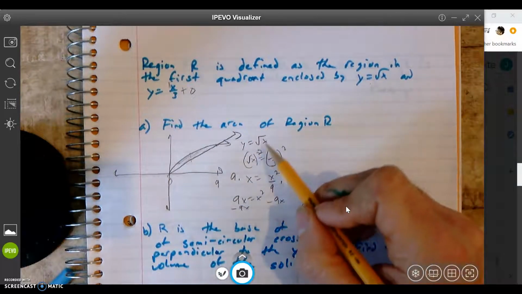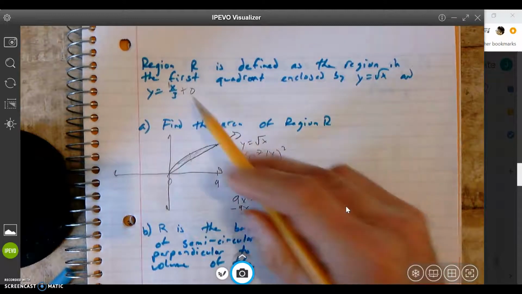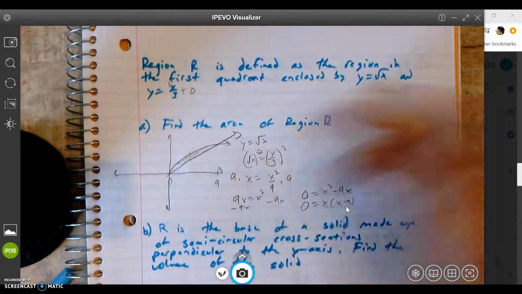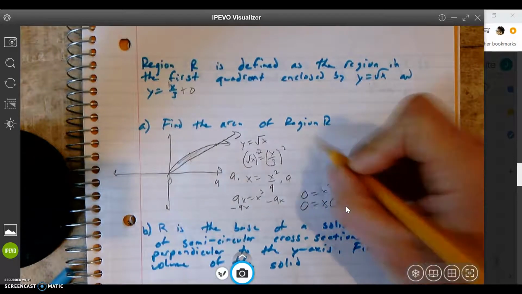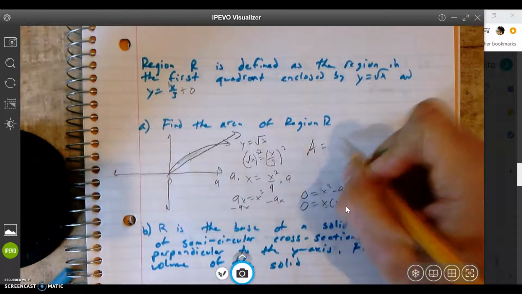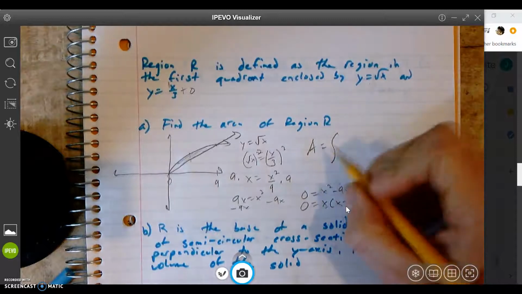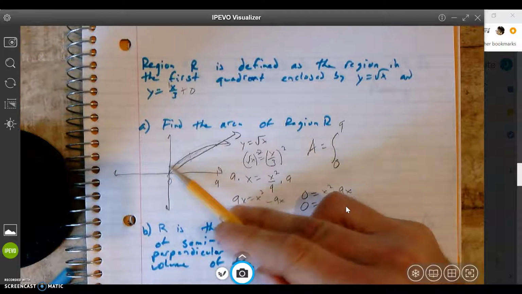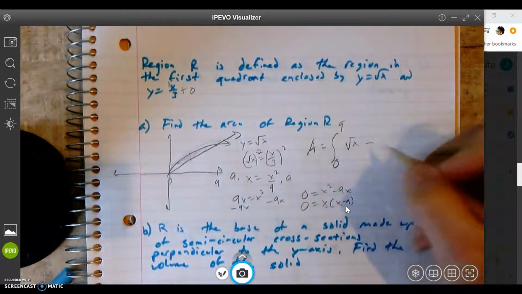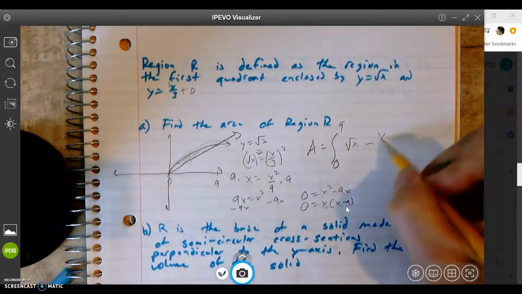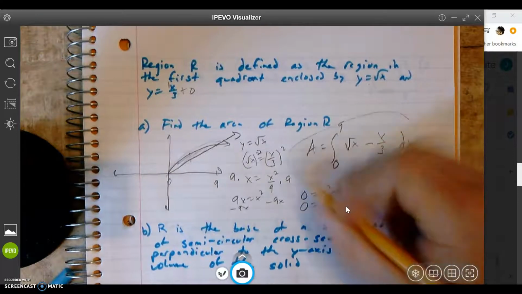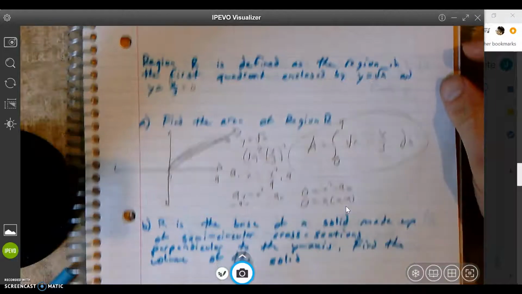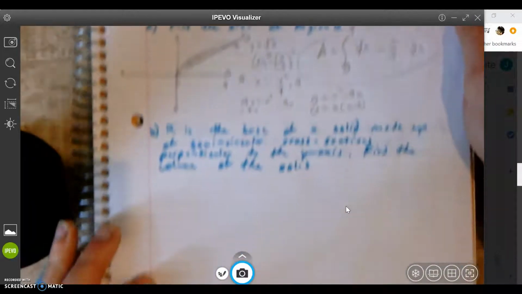Does that make sense? Radical 9 is 3. 9 divided by 3 is 3. Okay, cool, so that makes sense. So 0 and 9, that's what we got. Okay, so now the area is the integral, the area under the curve, between 0 and 9 of top, which is the curve, radical x, minus bottom, which is x divided by 3, dx. Of course, you can do that in terms of y, but we're going to do that for the next one, okay? So, here we go.